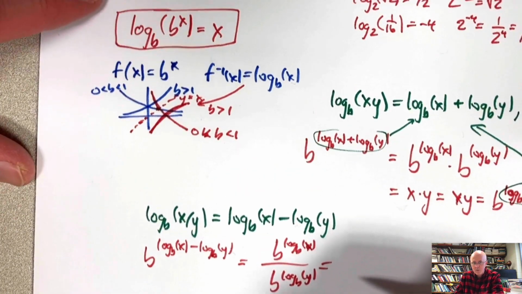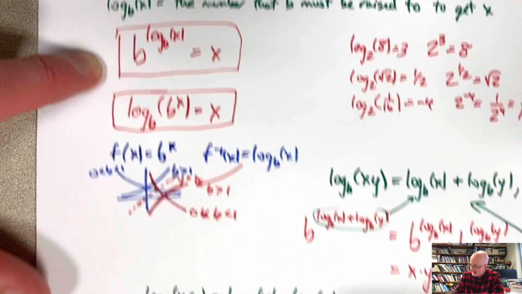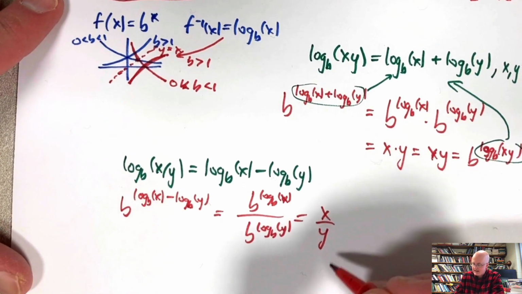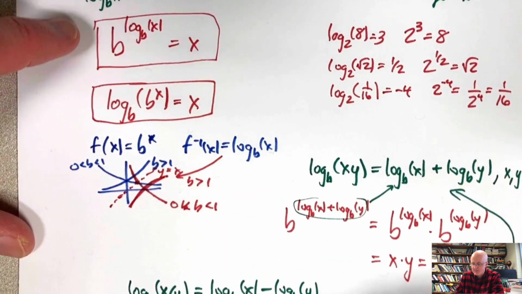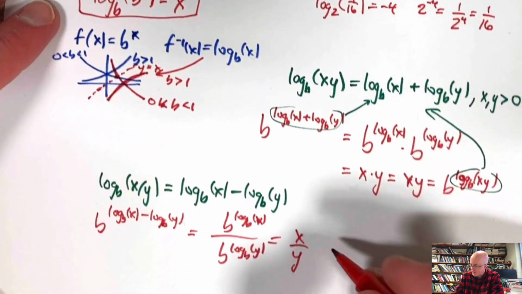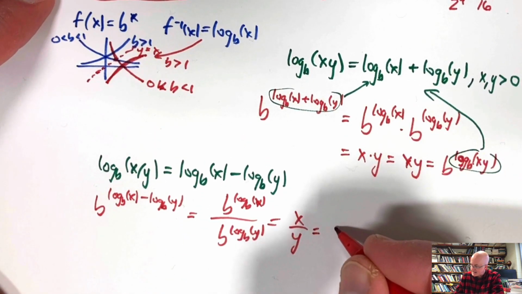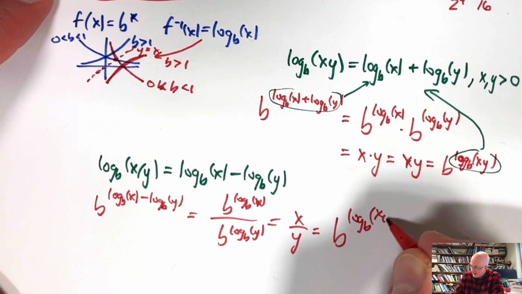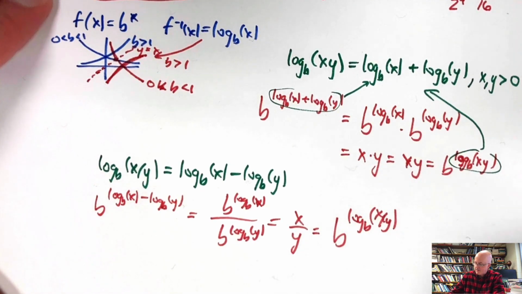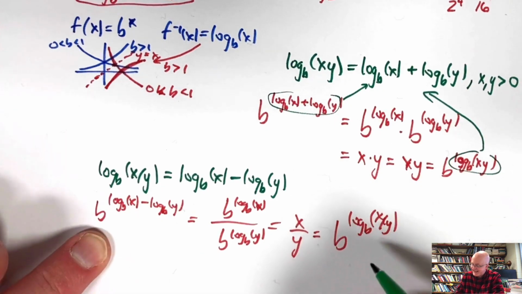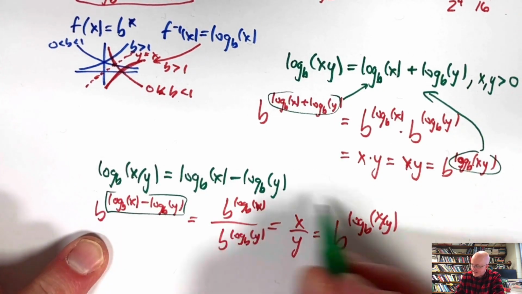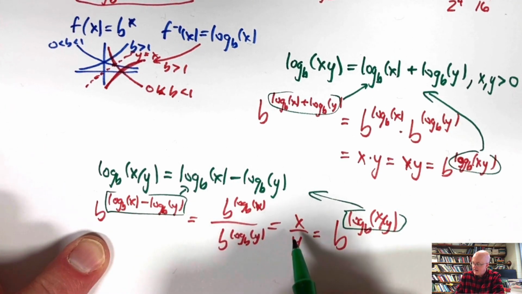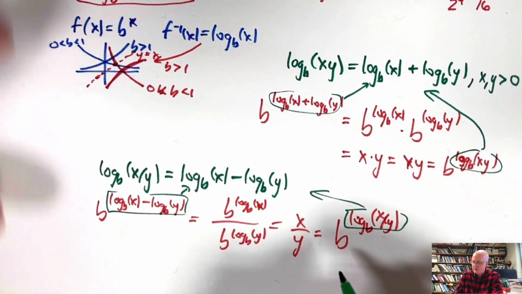By this property, once again, this gets replaced by x, this gets replaced by y. So I get x divided by y, and once again, using this property, now replacing x with x divided by y, this is the same as b to the log base b of x divided by y. I've got b to these powers being the same thing. Therefore, the exponents must be the same thing, once again, because b to the x is a one-to-one function, and therefore this property must be true.